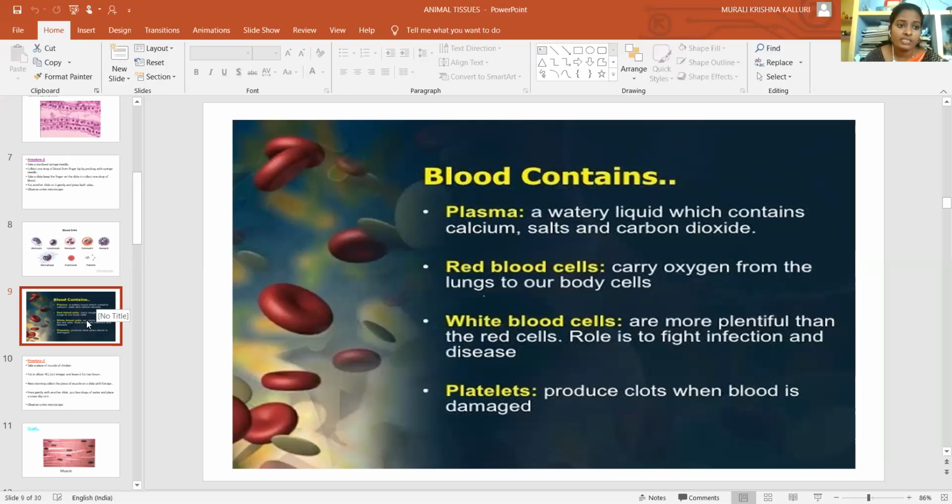What is the function of white blood cells? To fight the infection and diseases.